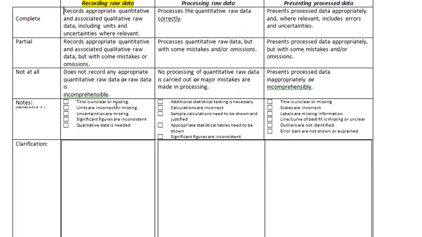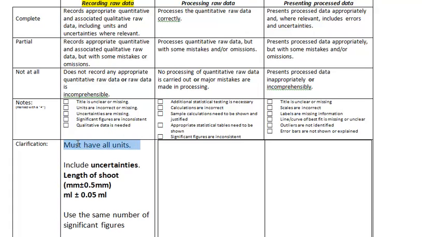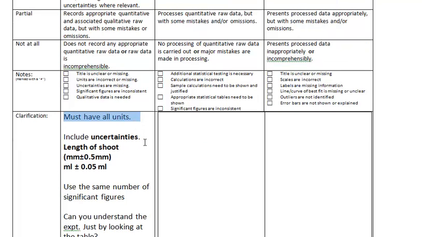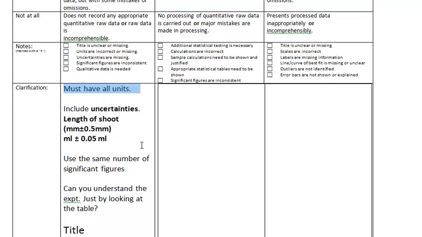So a little quick acronym is TUS, like teeth, T-U-U-S: title, units, uncertainties, and significant figures. What can I say about them? Well, you have to have all units, obviously. Include uncertainties. This is not something that's very difficult for biology to include, at the top of the table. It's basically half of the smallest unit of the tool that you're using.